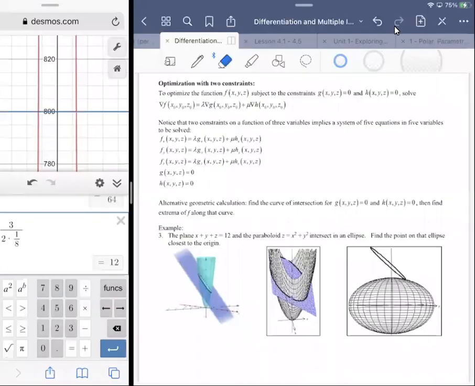So this is the two constraint situation. You can see here, there's really just another layer going on here. So you have to optimize the function. We have the two constraints, g of x, y, z is equal to 0, h of x, y, z is equal to 0. I just wrote it in terms of the function of 3 variables, but it could still be functions of 2 variables. I mean, it's just the number of constraints that you have.